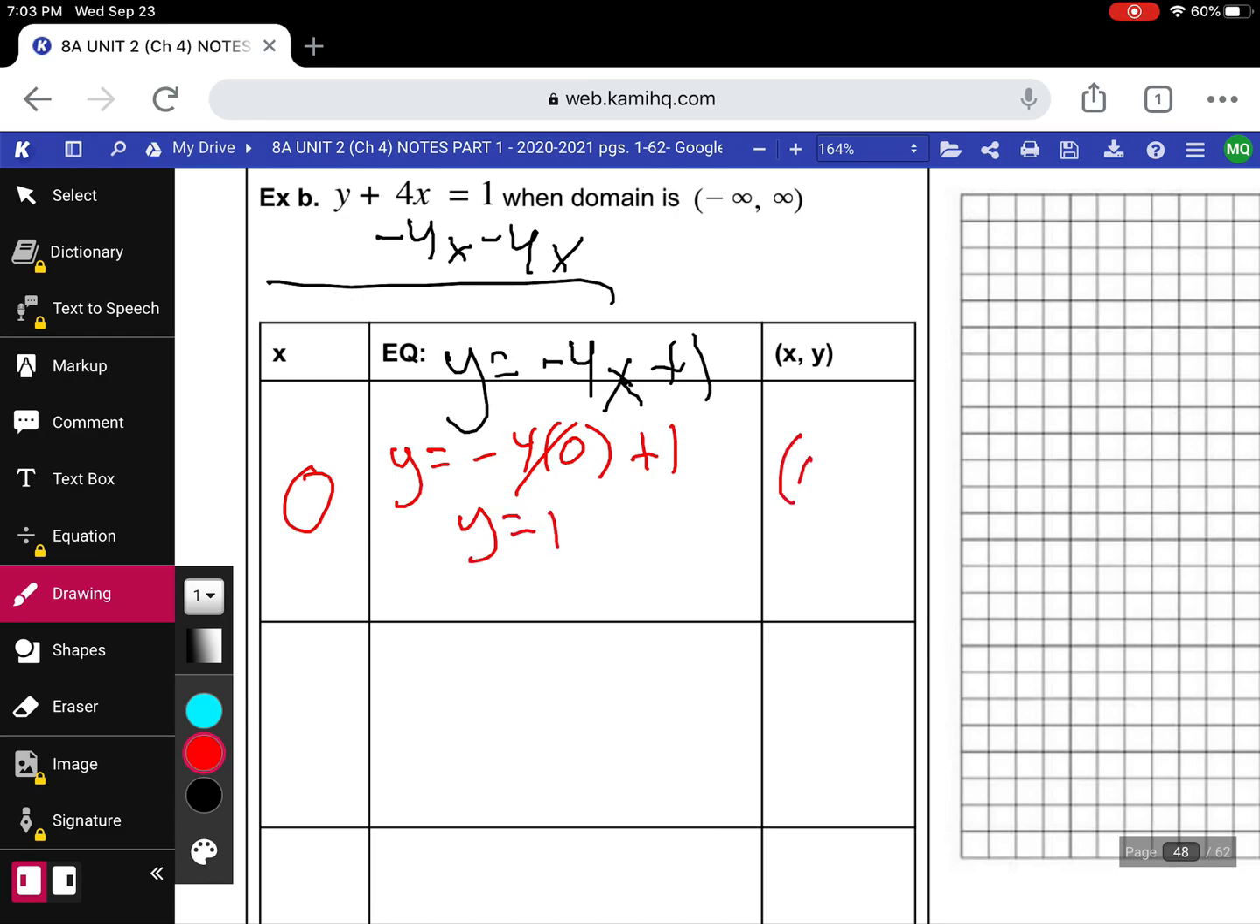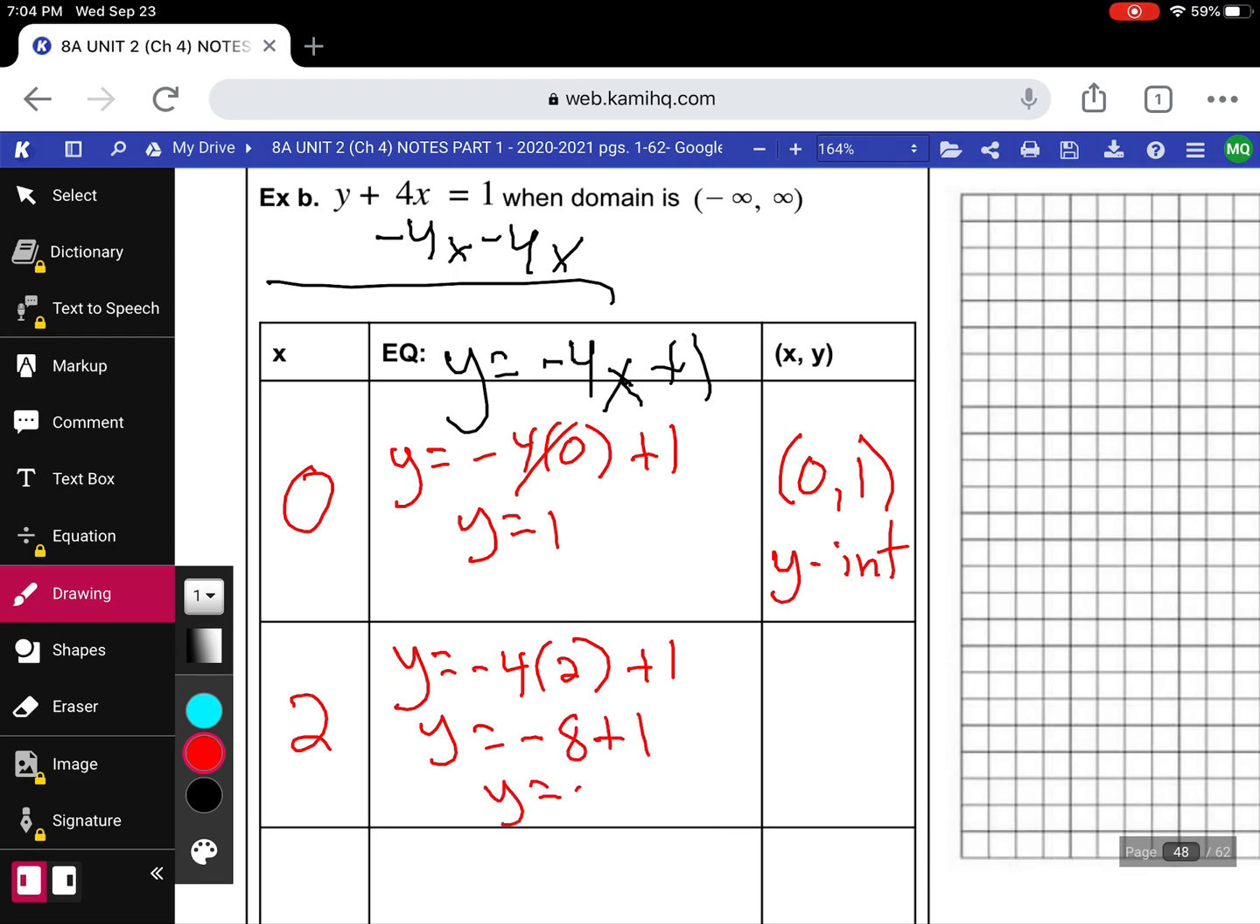I hope you recognize I start with 0 because that is my y-intercept, okay? From there, I'm going to pick some more numbers. Let's just pick 2, maybe, okay? y equals negative 4 times 2 plus 1.